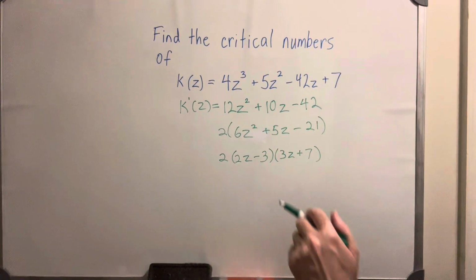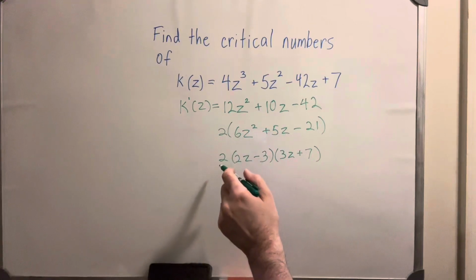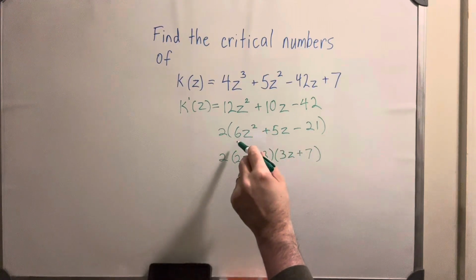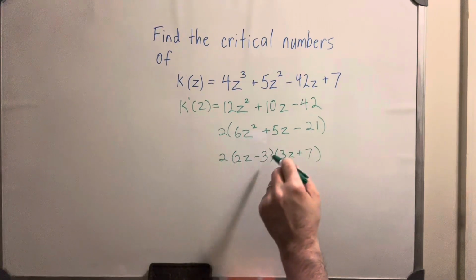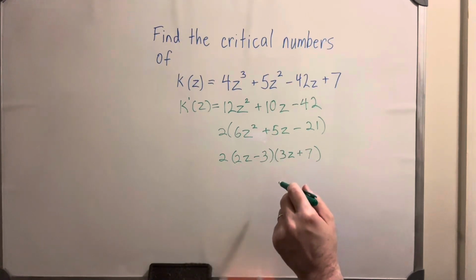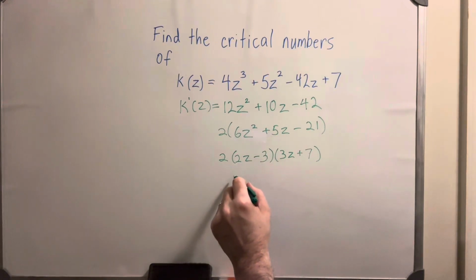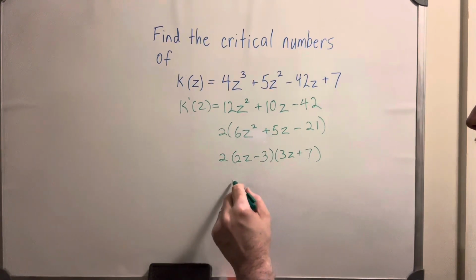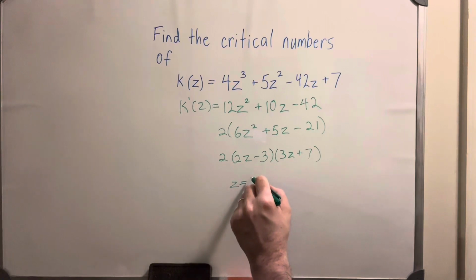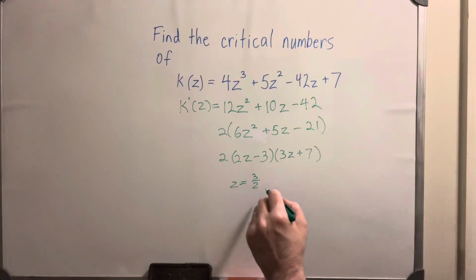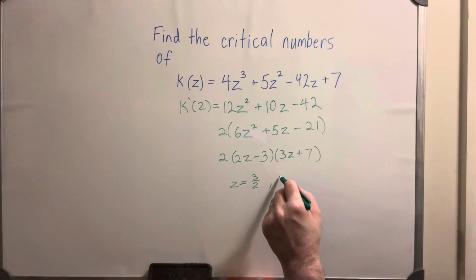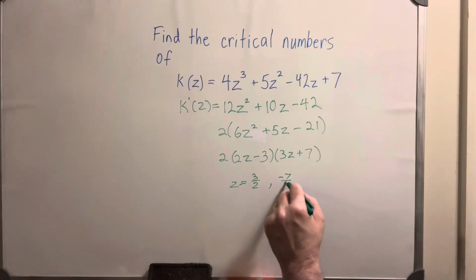So I made it easier for myself by factoring out a 2 here. And that left 6z squared plus 5z minus 21. And that can factor: 6 is 2 and 3, 2 times 7 is 14, 14 minus 9 is 5. So we have critical numbers at z equals, this one goes to 0 when z equals 3/2. And this one goes to 0 when z equals negative 7/3.